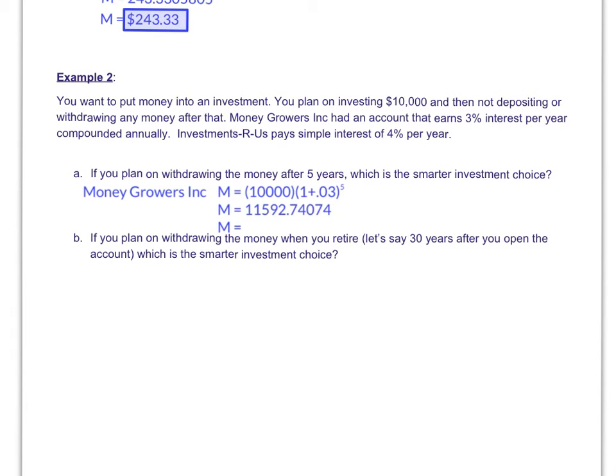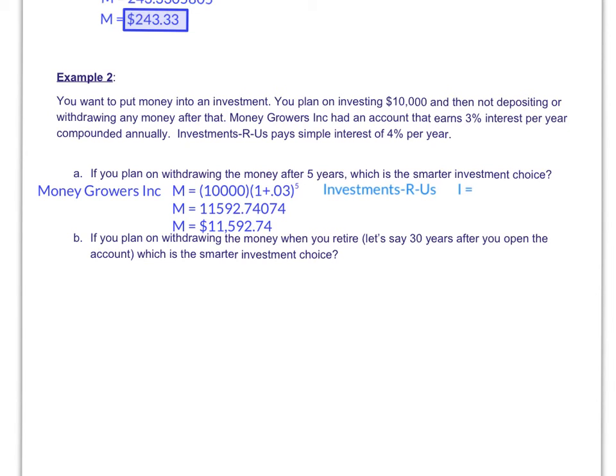So in our calculator, we get this long decimal, 11592.74074. So then we need to round to the nearest penny again because we're talking about money. So it's $11,592.74 because the 0 tells us to leave the decimal. Okay, so that's Money Growers, Inc., but now I need to do the same thing for the other, Investments R Us, so I can figure out which one is the better option.